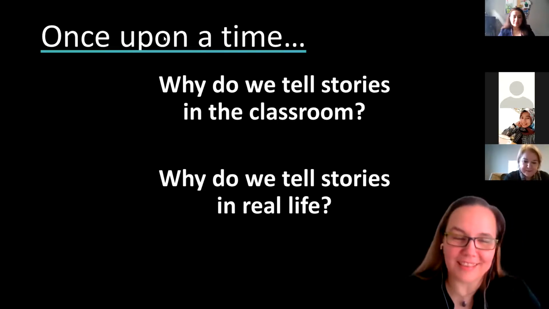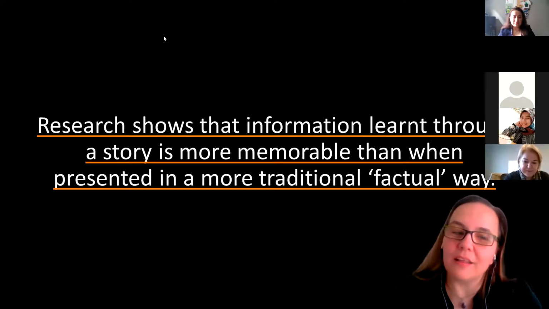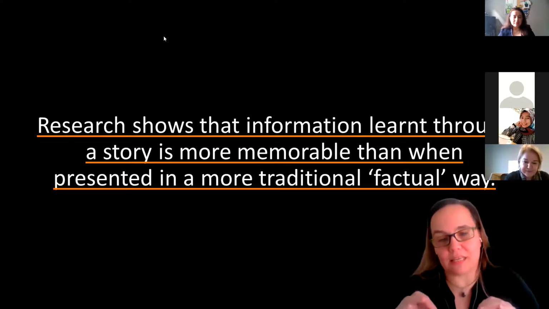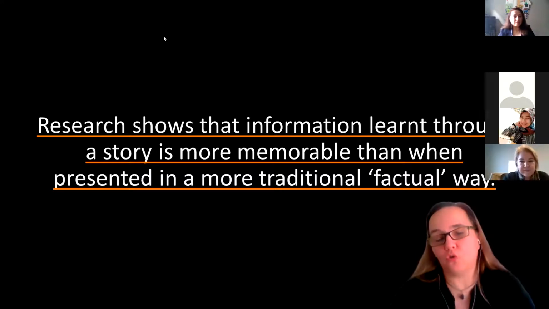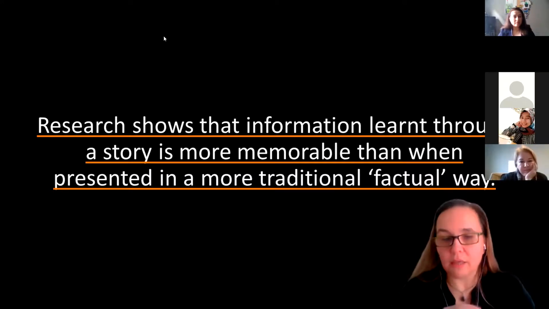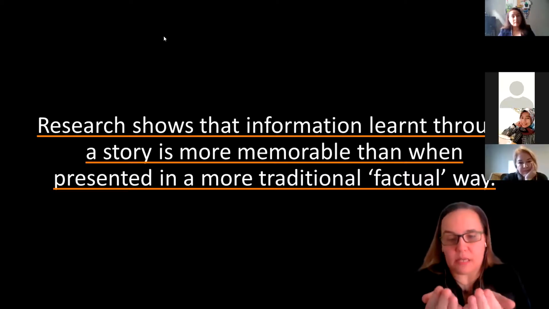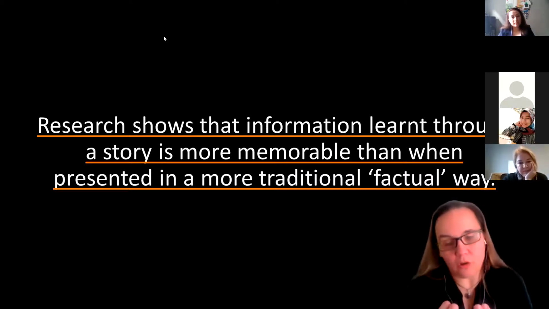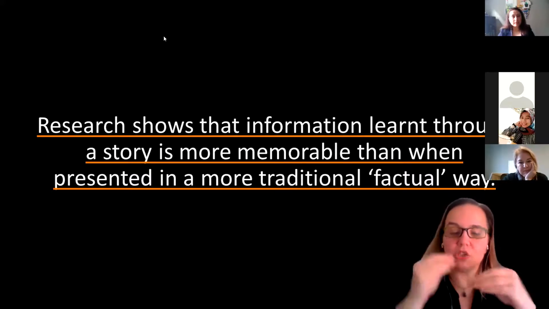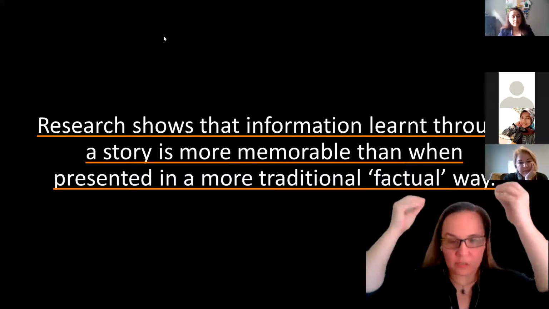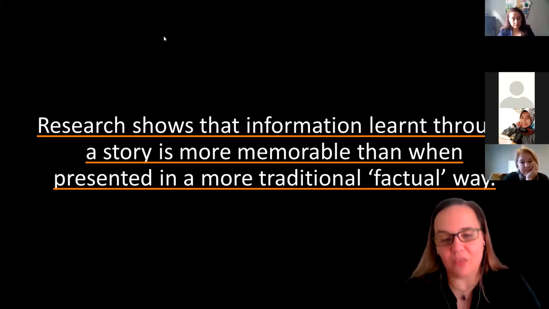So you can think about that, and while I'll carry on. Okay. Basically, very basically, research shows that information learned through a story is more memorable, okay? Because it provides a context. And when you provide a context, what does the brain do? The brain actually connects information and stores it in relative nice places. And in the end, it becomes memorable.